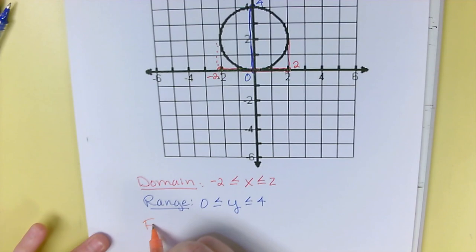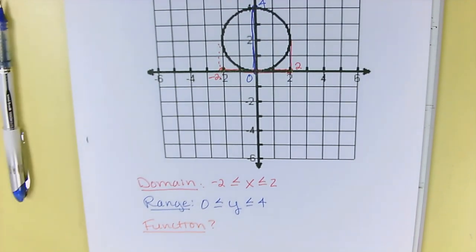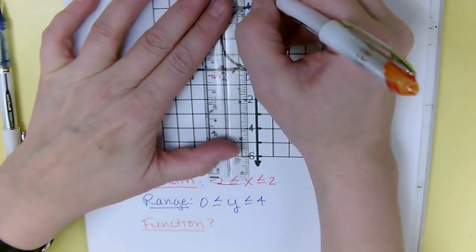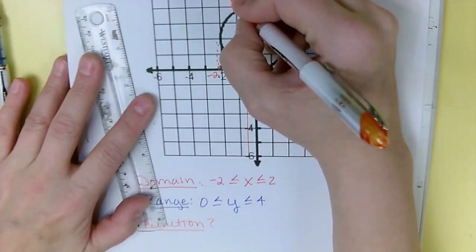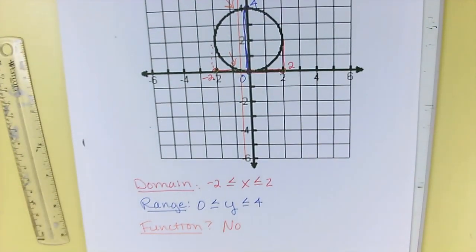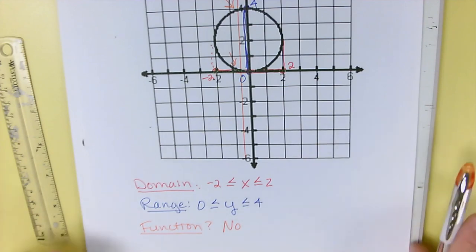Okay, and is it a function? You're right, it is not a function. If I draw a vertical line through the circle, it crosses once, twice, 2 times, so no, not a function.